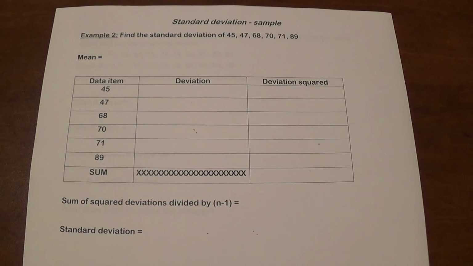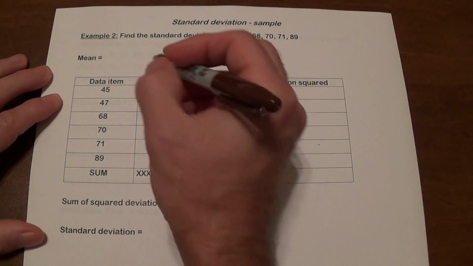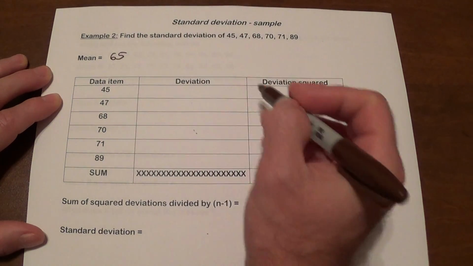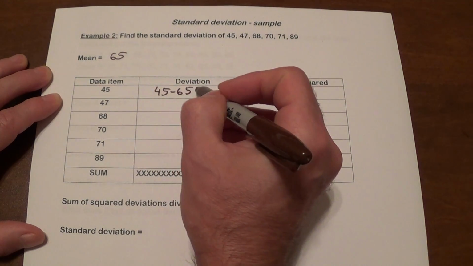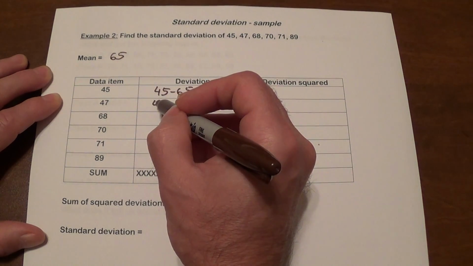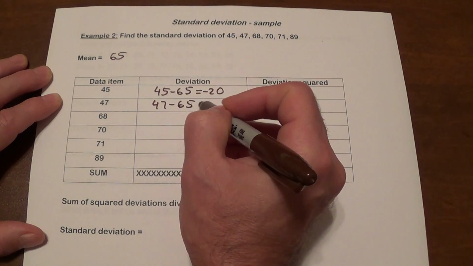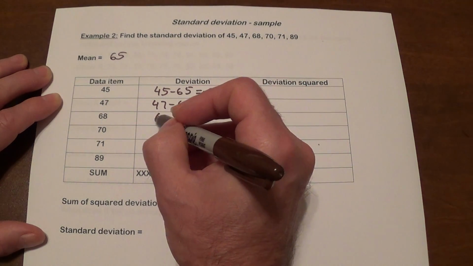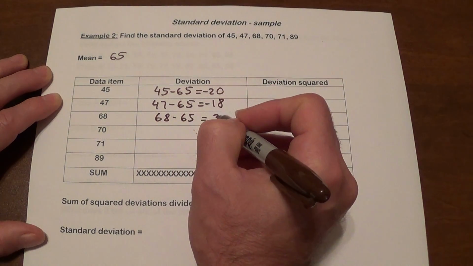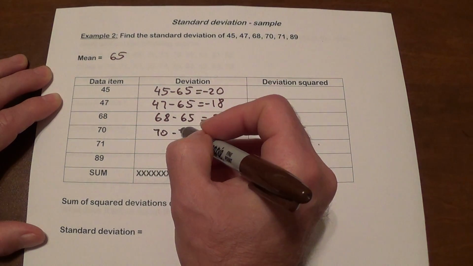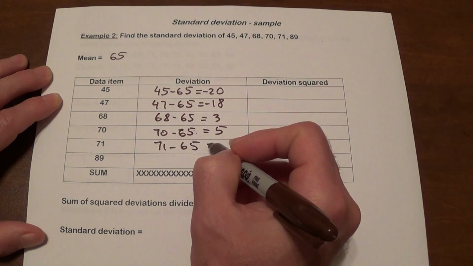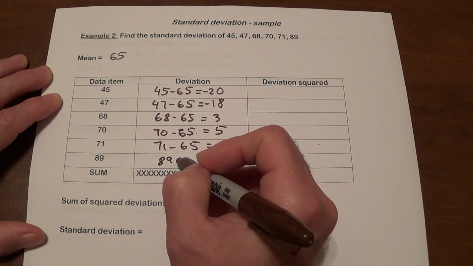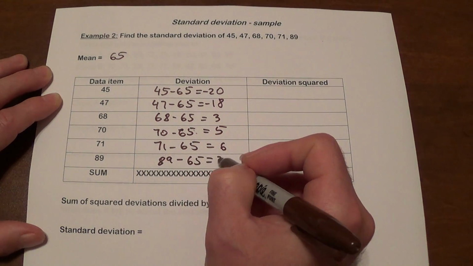Let's go ahead and take a look at the next example. The next example, we have these items. The mean here is going to be 65. And now we're going to go ahead and do the same thing. 45 minus 65, that's negative 20. 47 minus 65, which is negative 18. 68 minus 65, which is 3. 70 minus 65, that's 5. 71 minus 65, that is 6. And 89 minus 65, which is 24.